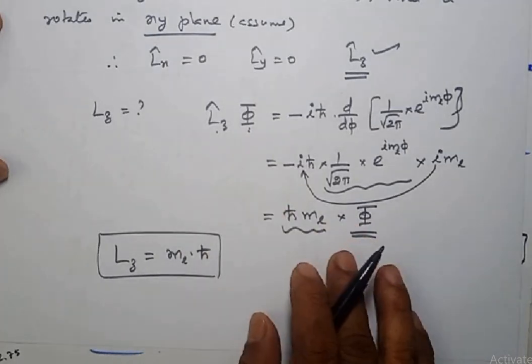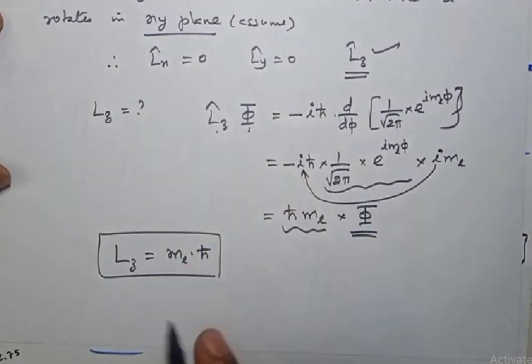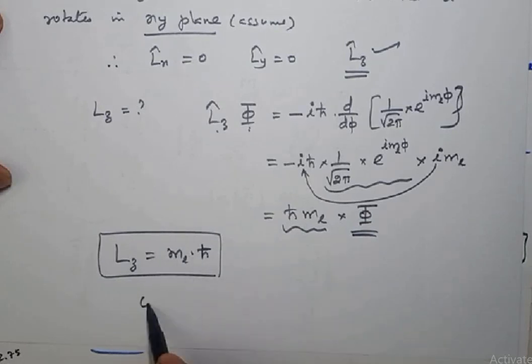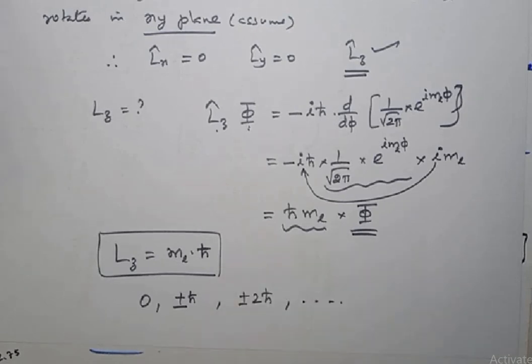What are the allowed values of the z component of angular momentum? Put ml equal to 0 first. If ml is 0, then the lowest angular momentum is 0. Then put ml plus 1 and ml minus 1, and you will get plus h cross and minus h cross. Then plus or minus 2 times h cross. Like that, you will have quantized values of the z component of angular momentum.